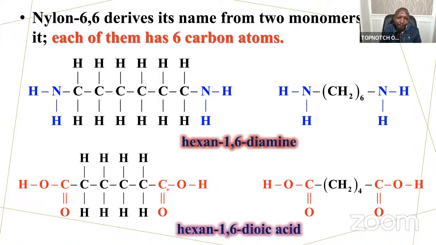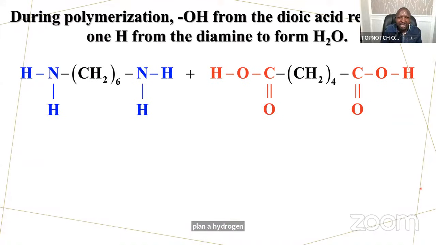During polymerization, the acid gives the OH that you're going to see, while the amine will give the hydrogen. One amine gives hydrogen inside, and this one also gives hydrogen inside. Here the carboxyl group will give OH, and this one also gives OH. Let us see. During polymerization, the OH comes from the dioic acid. Many students don't know that the carboxyl group gives the OH, while the hydrogen comes from the diamine. Let's look at this.